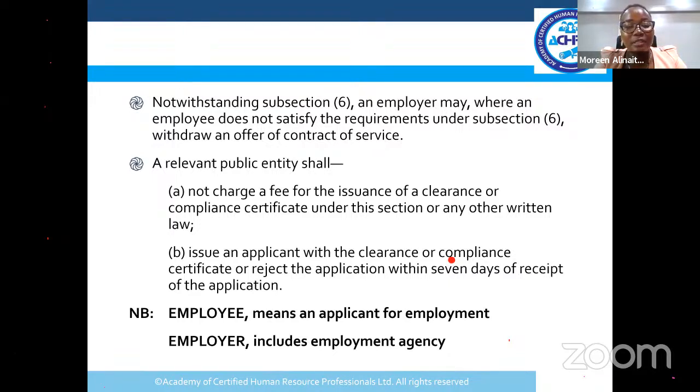But this is a new thing. It came into force just the other day. It is written 2022, but it didn't really come into force in 2022. It came into force in 2023. So I hope they will change these things. This Amendment Act says an employee means an applicant for an employment. Employee is applicant. It doesn't mean that they already are employed. Employer includes employment agencies when it comes to this amendment. So they've changed that a little bit.